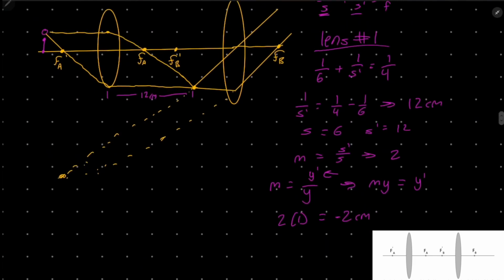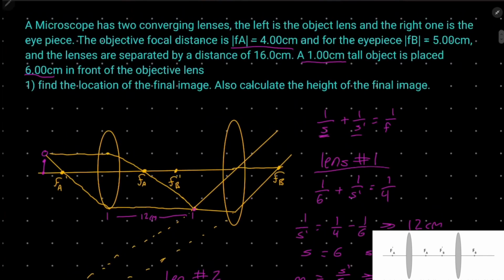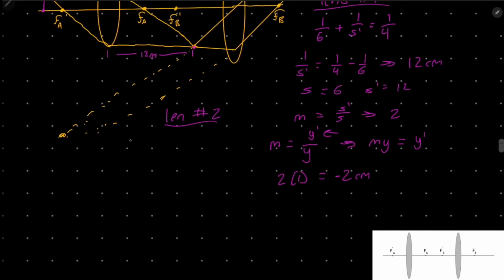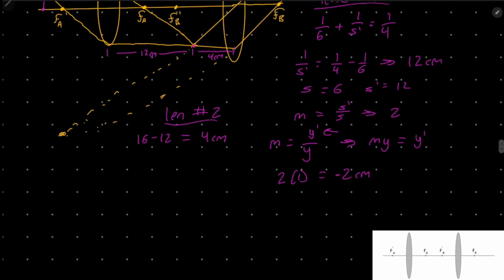Okay, so now we can do the second lens. To get the location of our object, our new object, remember our new object is right here, we have to find the distance between the lenses, or the distance that separates the lenses, which we found is 16. So what we'll do is 16 minus 12, which is equal to 4 centimeters. And that is this distance right here, and that's what we need. That's going to be our s value.